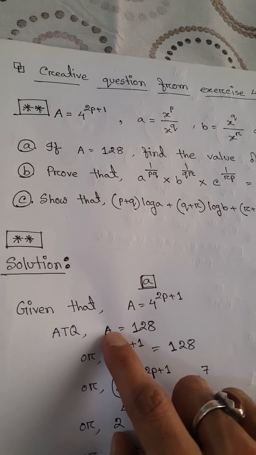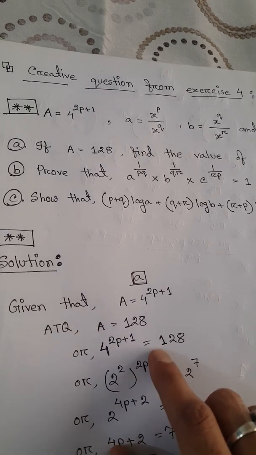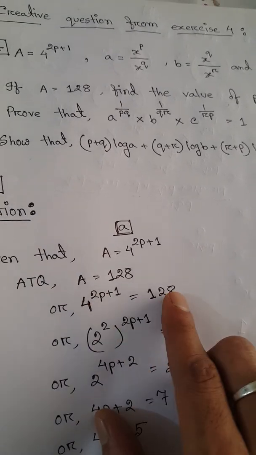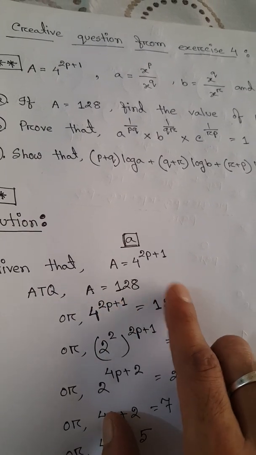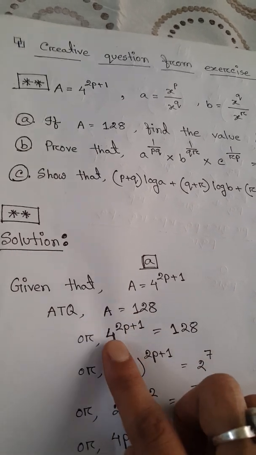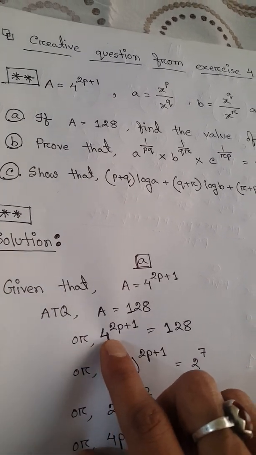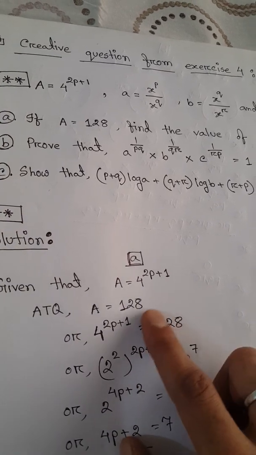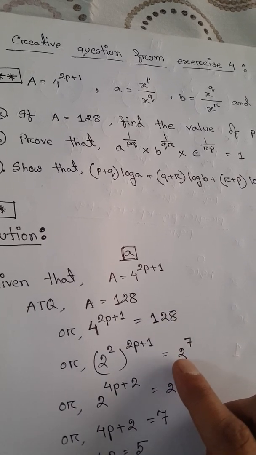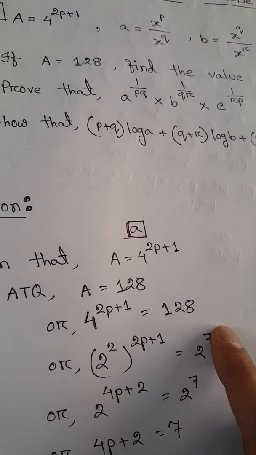So instead of a, we can write 4 to the power 2p plus 1 is equal to 128. We all know if the bases are equal, then we can write the powers as equal. Since we have to find the value of p, which is in the power, we must equate the base. How can we do that? Here the base is 4, and 128 cannot be written with base 4, but it can be written with base 2. That is, 128 can be written as 2 to the power 7.